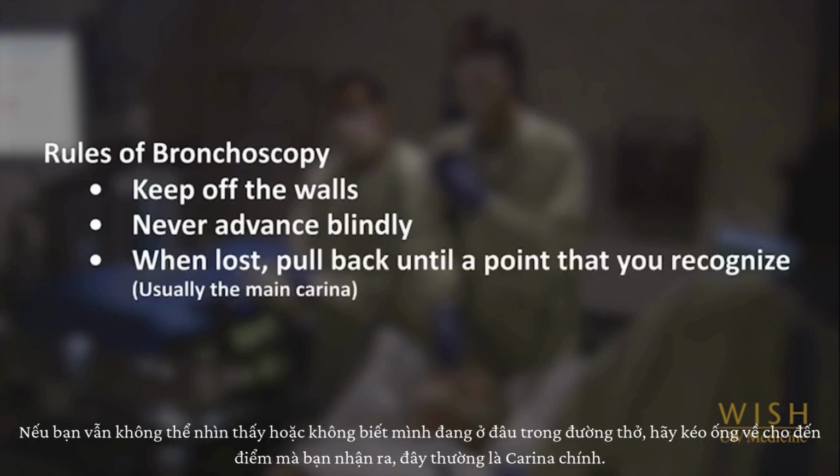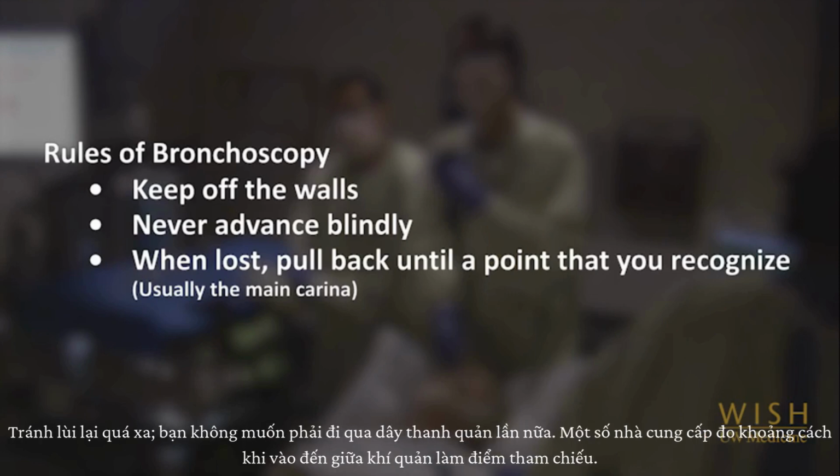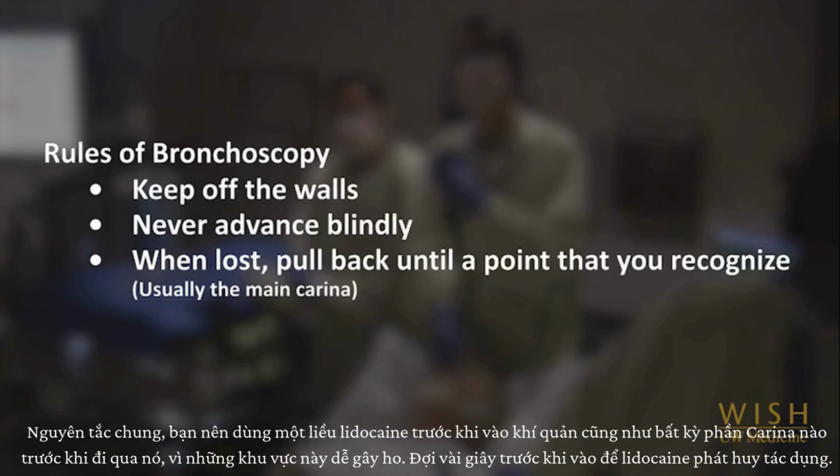If you still cannot see or do not know where you are in the airways, pull back until you reach a point that you recognize. This is usually the main carina. Avoid pulling back too far. You don't want to have to go through the cords again. Some providers measure the distance to the mid-trachea on entry as a reference point.